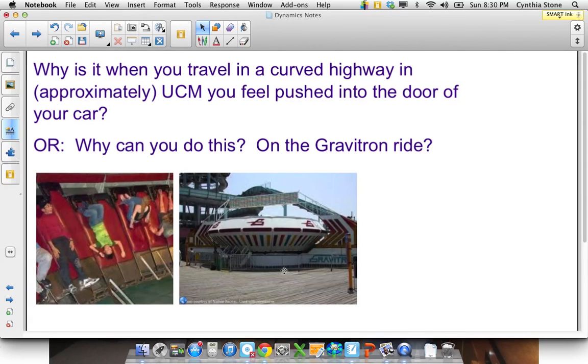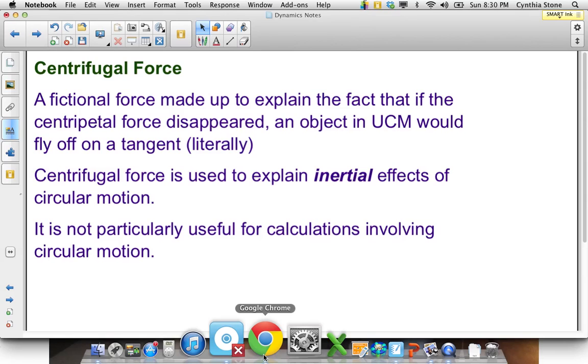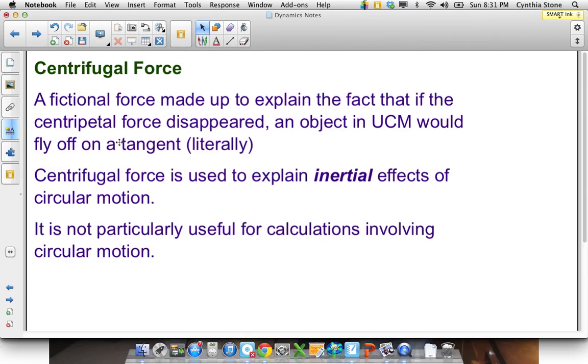But when you're on the Graviton ride, why is it that you get sucked to the outside? And you're probably saying to yourself, centrifugal force. Here's the thing about centrifugal force. It's made up. It's not a real thing. It's kind of like normal force. It's just used to explain something. Because if you didn't have your centripetal, your center-seeking force, if you're moving in a circle and it disappeared quickly, you'd just fly off on a tangent. And this is an example of literally flying off on a tangent.